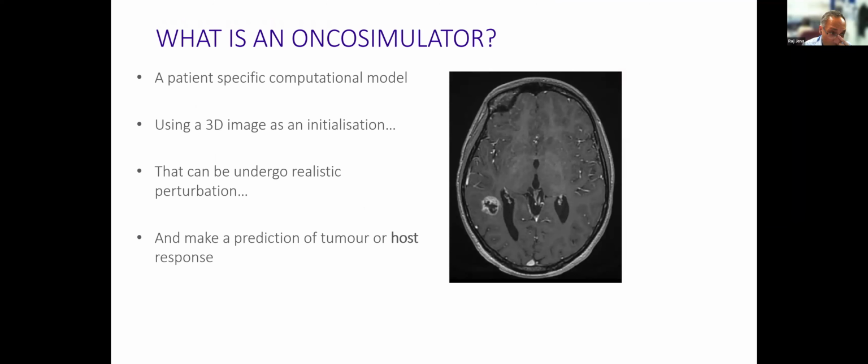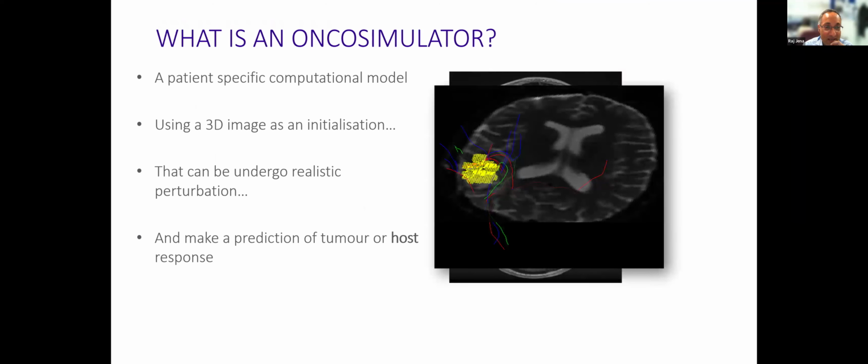Okay, so what is an onco simulator? The word was coined by some Greek colleagues over 20 years ago, and it basically refers to the idea that you can create a very simple computational model that models some process that you're interested in, and you basically use a three-dimensional image as the initialization point. So this is an example of an onco simulator that I created many years ago, and it's using a technique called agent-based computing or cellular automata.